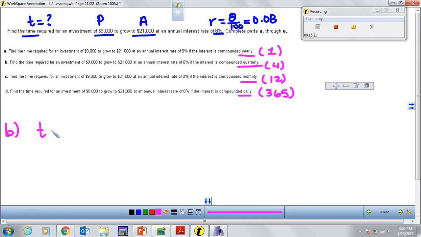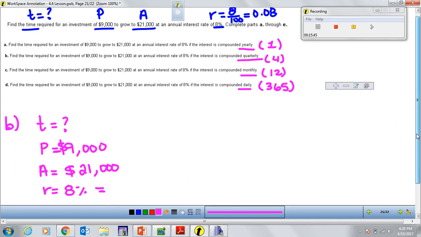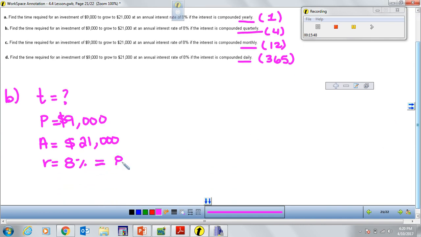Find the time required for an investment of $9,000 to grow to $21,000 at an annual rate of 8%. But you already know that every time in these problems that they give us the rate as 8%, we have to divide it by 100. And then it says compounded quarterly. That's your N. That's 4 times.